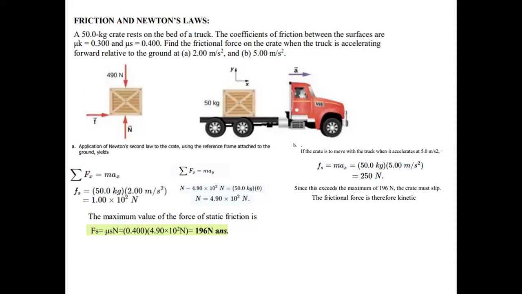We're going to use the kinetic coefficient of friction, which is 0.3. Now, our kinetic force is equal to the kinetic coefficient of friction, mu k, times the normal force N. This gives us mu k, the kinetic friction coefficient, 0.3 times the normal force at 4.9 times 10 raised to 2 newtons, or 490 newtons. Now, our final answer for letter B is 147 newtons.